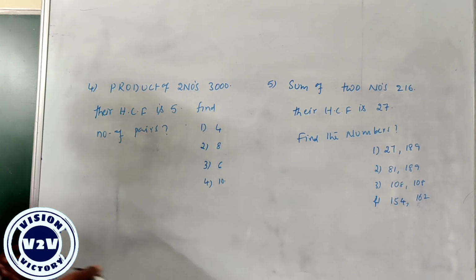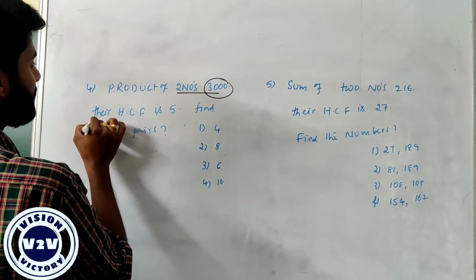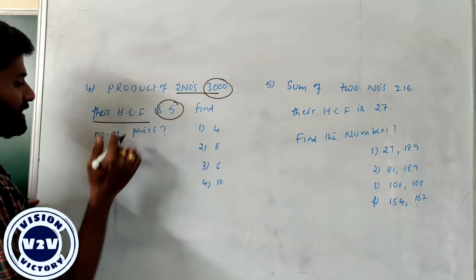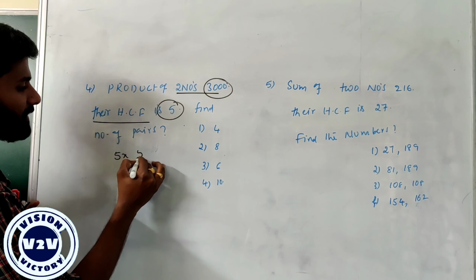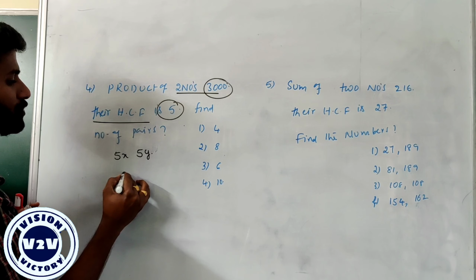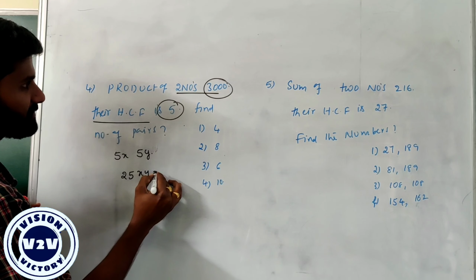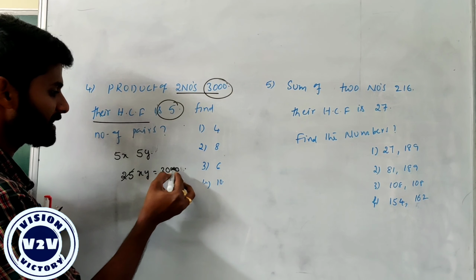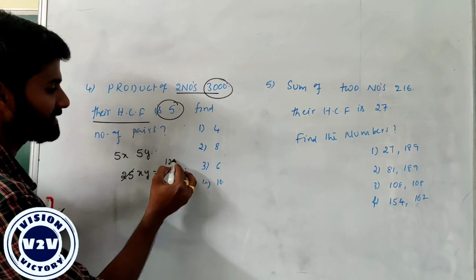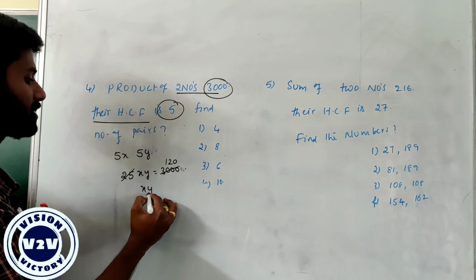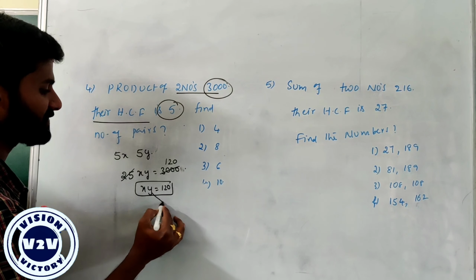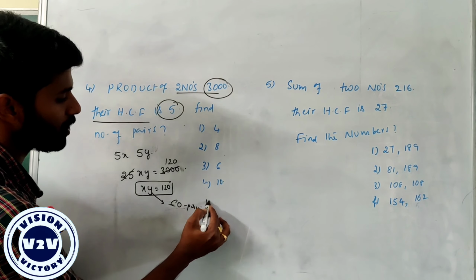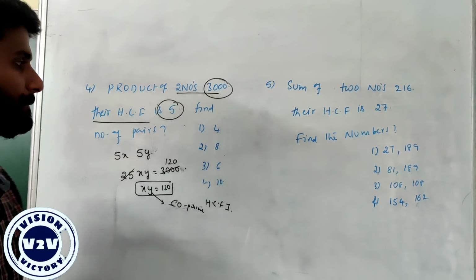See, if the product of two numbers is equal to 3000 and their HCF is 5, find the number of pairs that exist under the above condition. Same rule: if the HCF is given, the numbers are 5x and 5y. The product of those two numbers is 25xy, exactly equal to 3000. So 25 times how many is 3000? 25 times 12 is 300, so absolutely 120. Then the product of the two numbers is 120. Then x and y must satisfy the co-prime concept. Co-prime means the highest common factor of those two numbers is always 1. Then see what satisfies this.